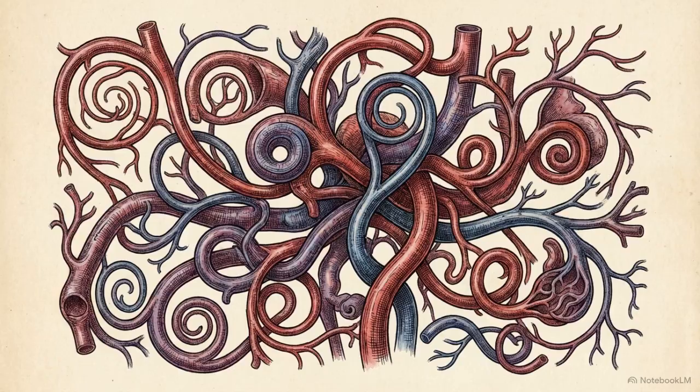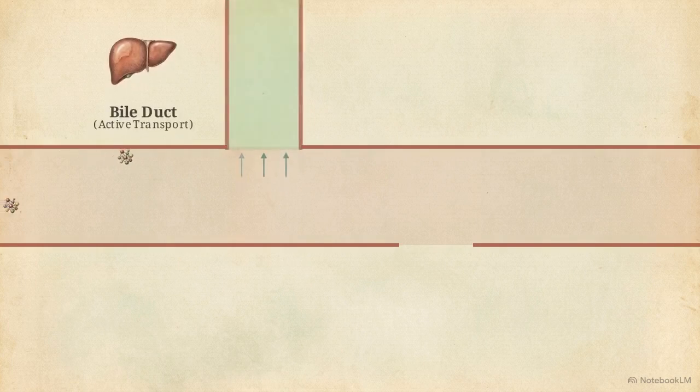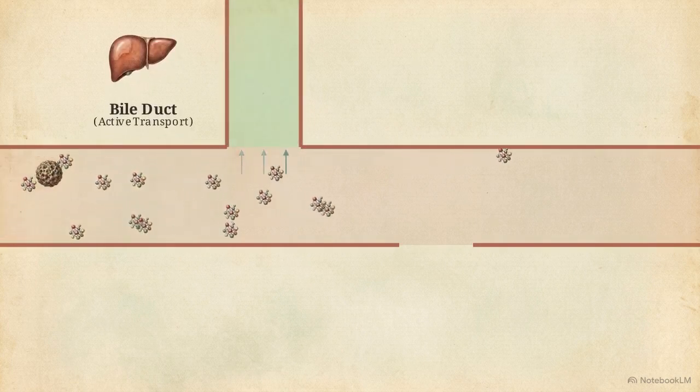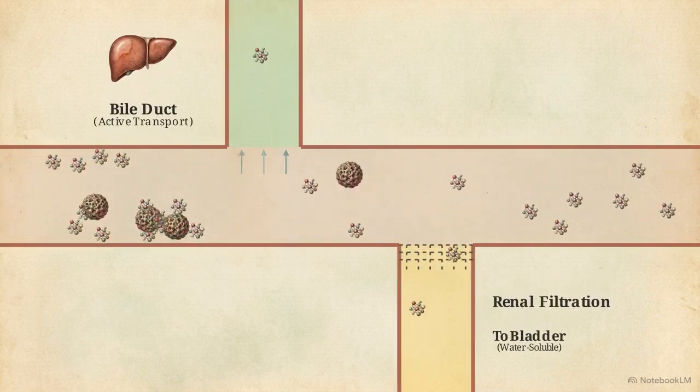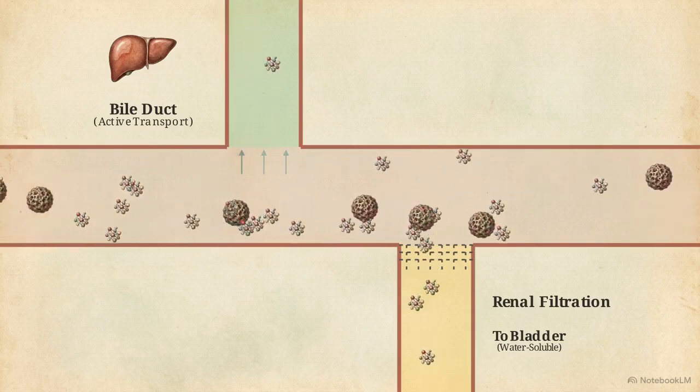the drug. As the remnants circulate, they face distribution traps. Active transport pumps in the liver attempt to shunt the drug into the bile duct, while the kidneys constantly filter the blood to excrete water-soluble compounds into the bladder.